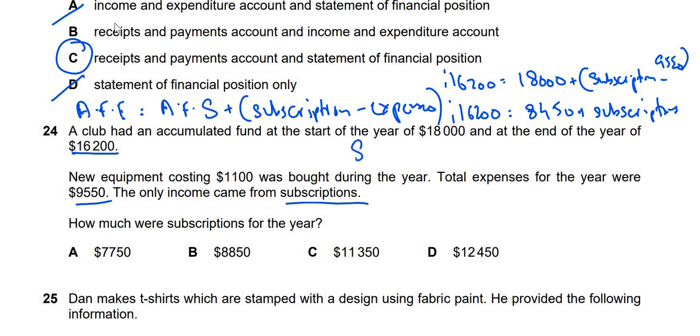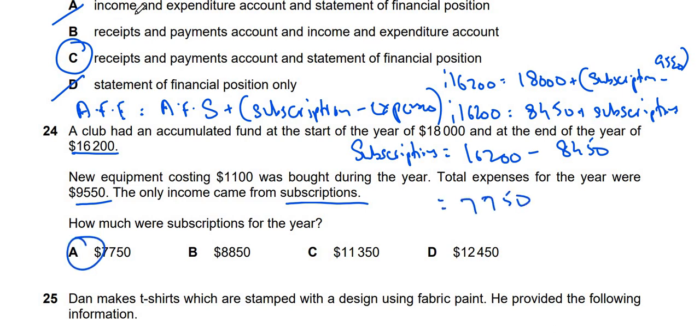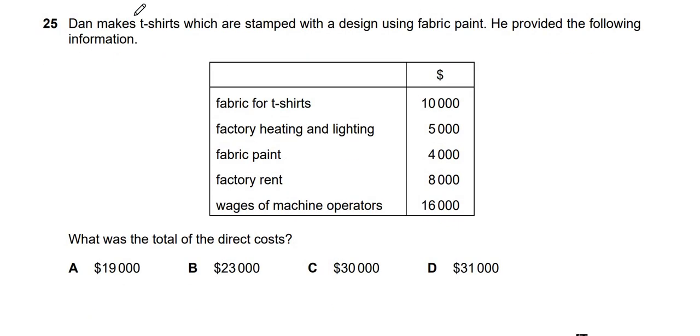So subscriptions is equal to 16,200 minus 8,450. So that's 7,750. So your answer turns out to be A. Now next question, it says that Dan makes t-shirts which are stamped with design using fabric paint. He provided the following information. What was the total of direct cost?